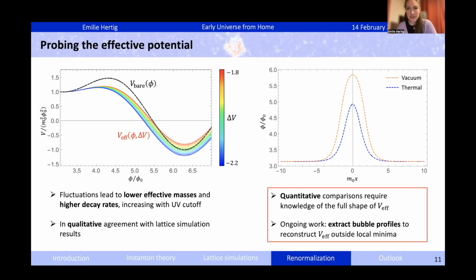Now, if we take into account renormalization in the same parameter range as the plot on the left, this is what the vacuum bubble profile becomes. So you see that it becomes a bit more similar to the thermal profile, a bit lower, slightly wider. And if we can observe this in our lattice simulations, then we can constrain the shape and get more information as a first step towards a quantitative comparison with instanton.